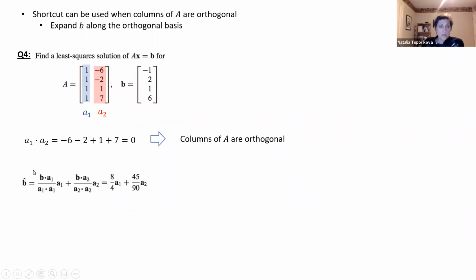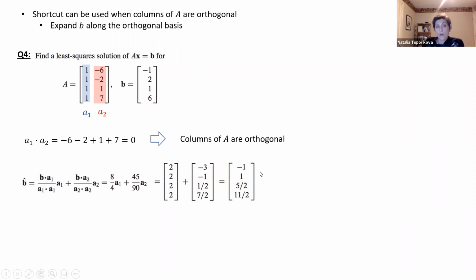It's just a simple formula which we learned a couple chapters ago, and we can find the weights using the dot products in the numerators and denominators. Then we substitute the values for the columns A1 and A2 and find our approximate right-hand side vector B hat. So it's just a different way to find the projection.